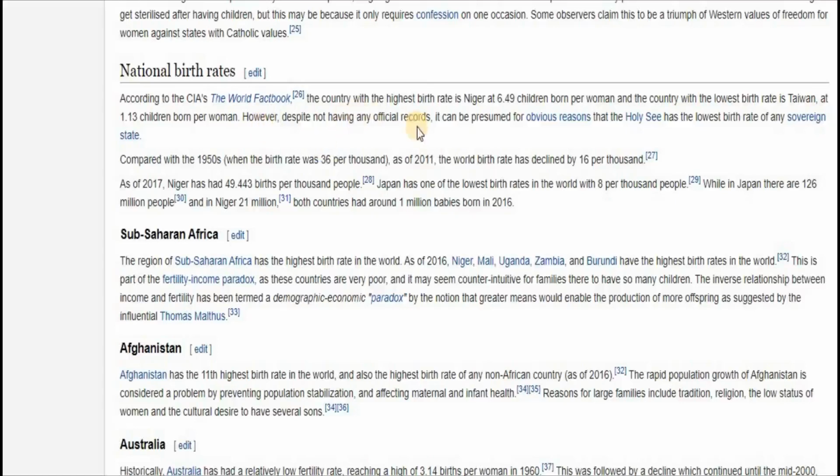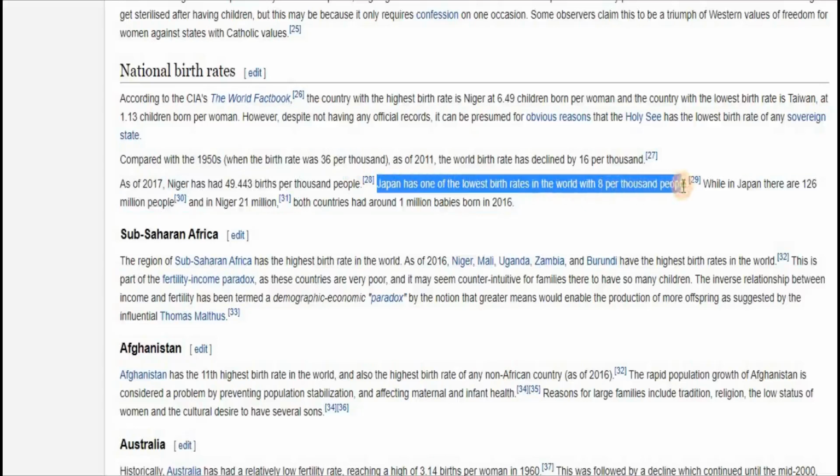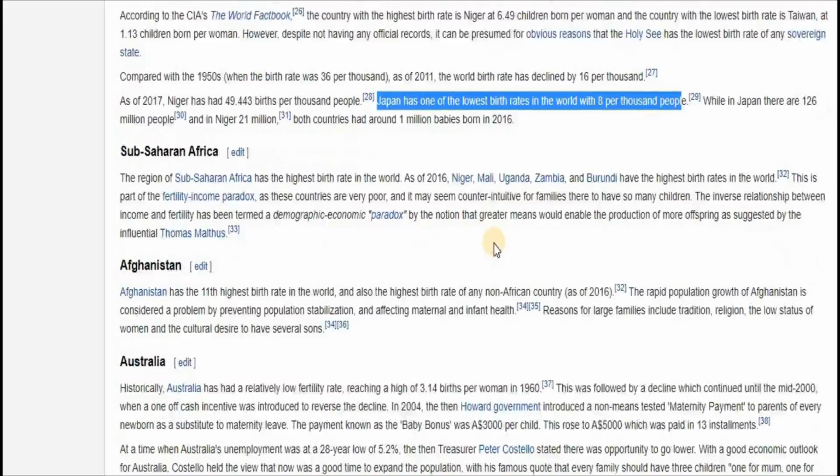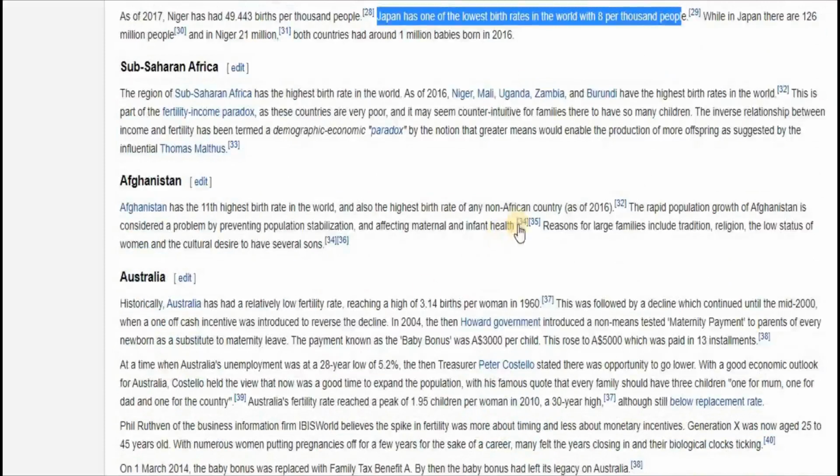The world's highest birth rate is in Niger. Niger is a country of Africa, it has 49.443 births per 1,000 people. While Japan, on the other hand, which is a developed country, has one of the lowest birth rates in the world with 8 people per 1,000 population. So you see, from lowest to highest, we can see developed countries will normally have a lower birth rate. Like Australia will have only 3.4 births per woman, so a low birth rate.